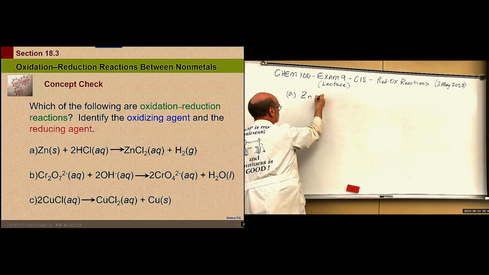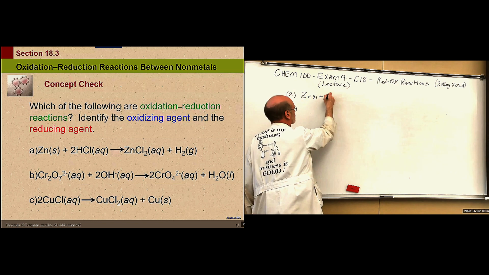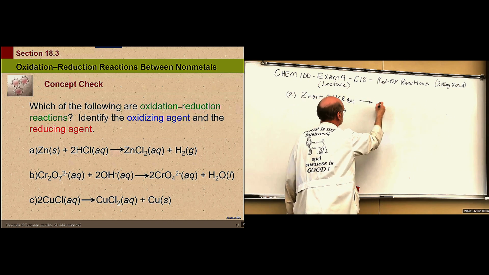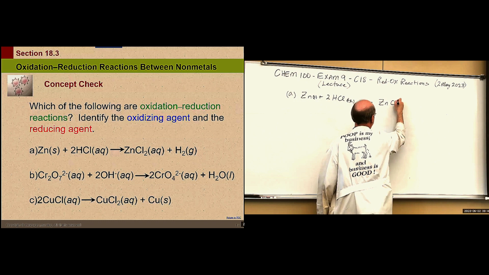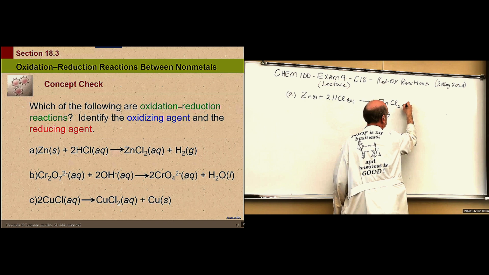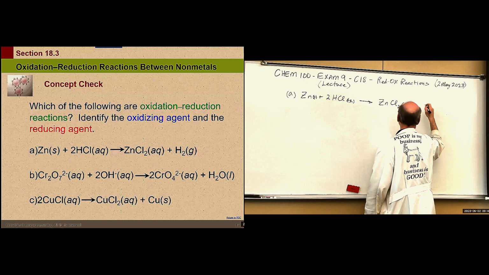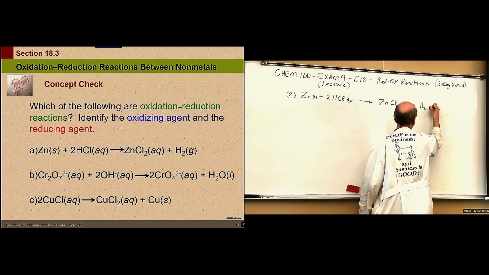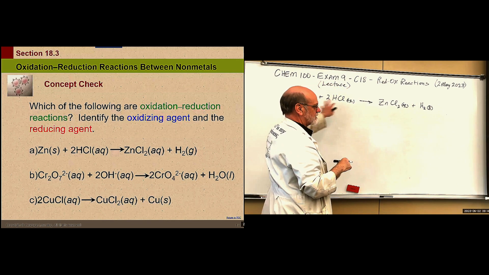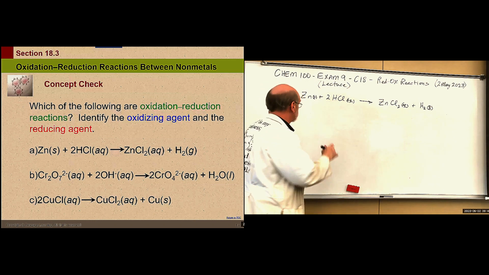All right, so the first one, we have zinc metal plus what? Hydrochloric acid. This is a solid, 2HCl, an aqueous solution, yields a chloride. I think there are two of those, aren't there? Yes. And then we have hydrogen gas. Okay. Now let's see. That's balanced.